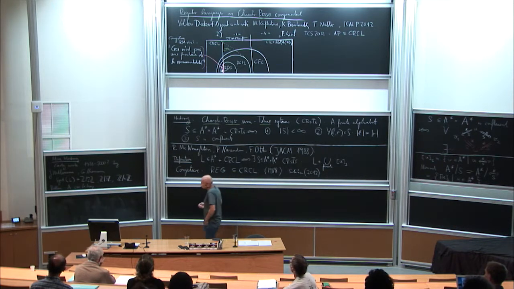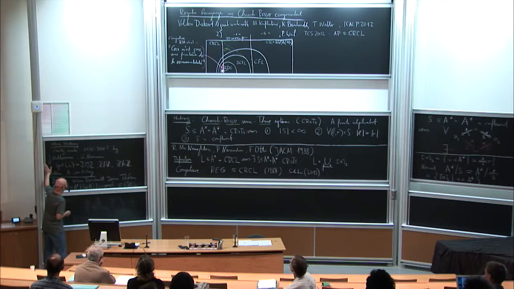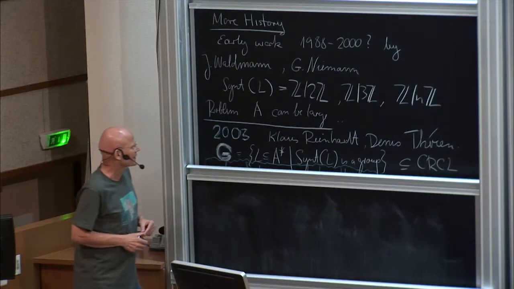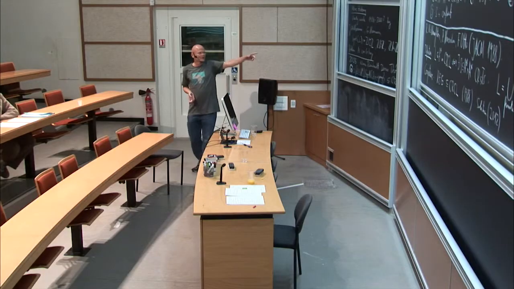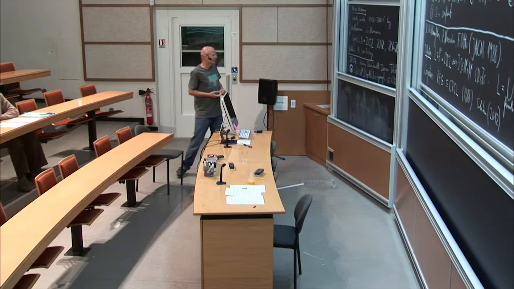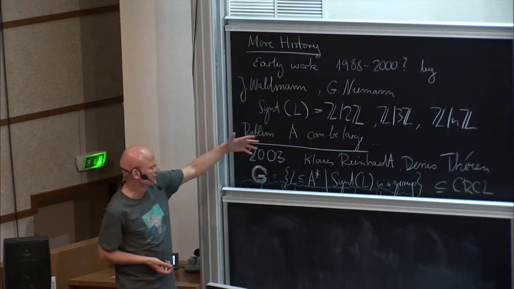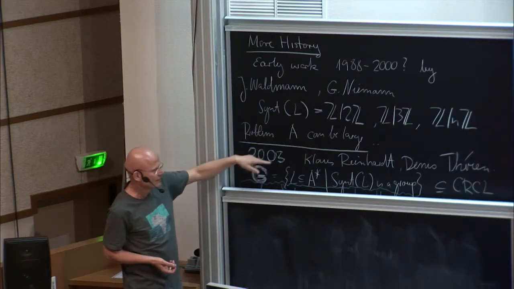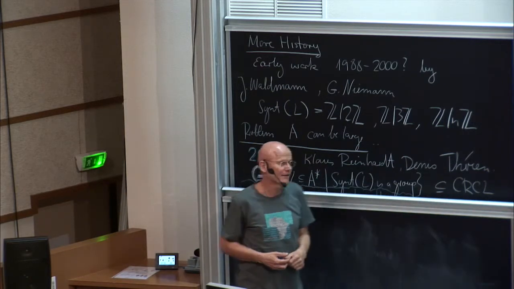Okay. But then history goes on, and then there were Klaus Reinhardt and Reinhardt and Therien. And they are brave persons. So they announced the result: we can attack all these simple cases. Actually, we know that if the syntactic monoid of the language is a group, that's G, all these languages are inside. That's what they did.